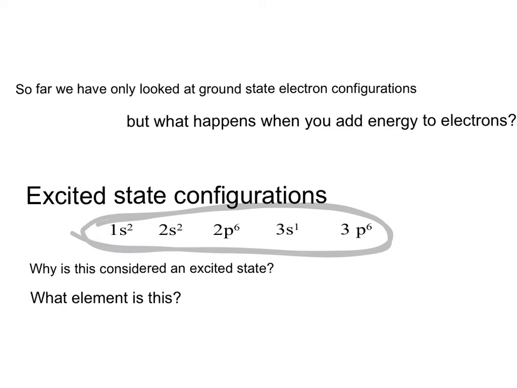Hopefully you're able to tell that it's that guy right there. It's breaking Aufbau's rule. 3s1 is not filled, but they've went ahead and moved on and gone up to 3p6. That's what makes this an excited state. Excited states are noticeable because they break Aufbau's rule.